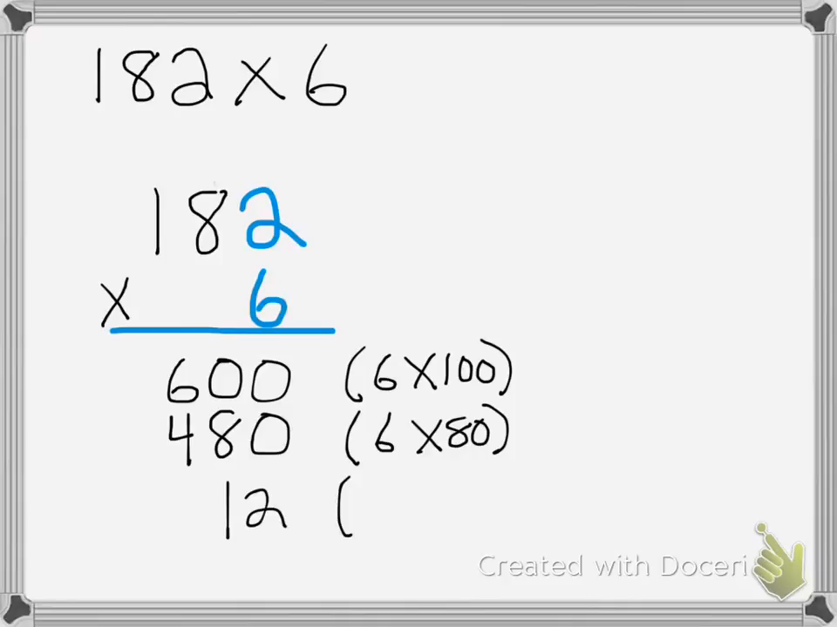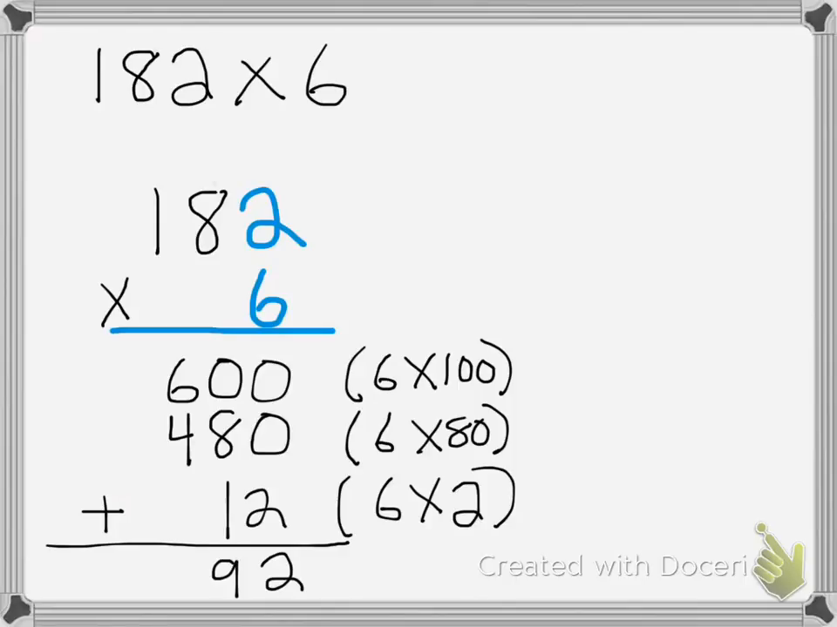And so these are all partial products, which I have discussed with you before. And each partial product, of course, we will add. You've done this before, only you've done it in a horizontal fashion. Now you're doing it vertically. And our final product is 1092.